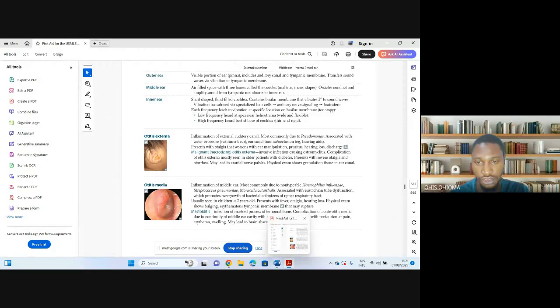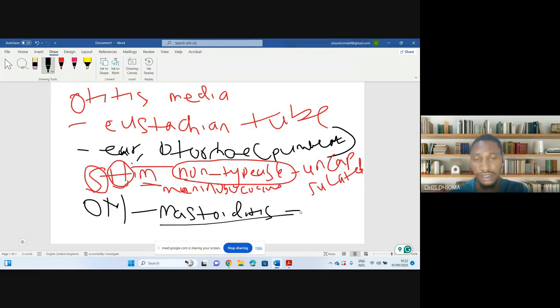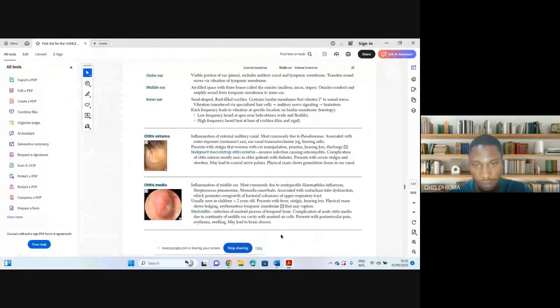So one of the complications of otitis media is mastoiditis, and this is common in children. It's a complication of otitis media, and you see this post-auricular swelling, so just the back of the ear. You see the patient having this swelling, having this pain, right? When you see that in the exam, it's mastoiditis. This is also a common cause of meningitis in children. So mastoiditis can cause meningitis, depending on the spread of it, right? And another thing that can happen is brain abscess. So that's what I want you guys to know.